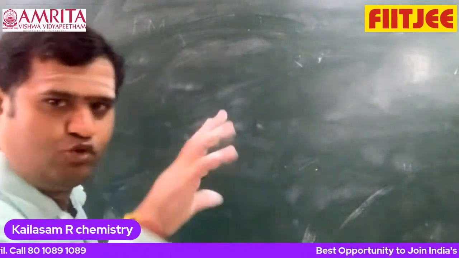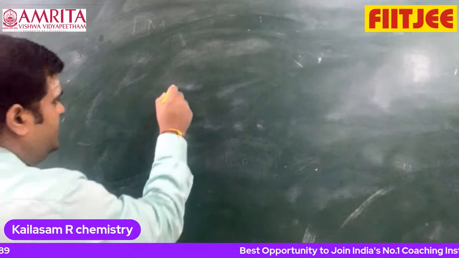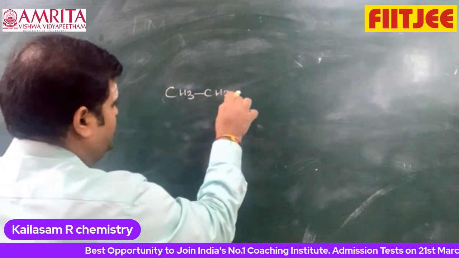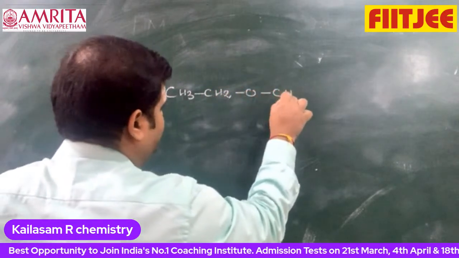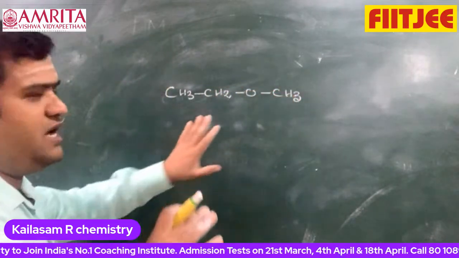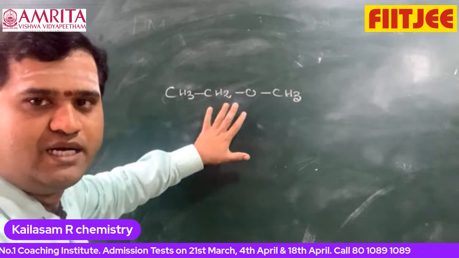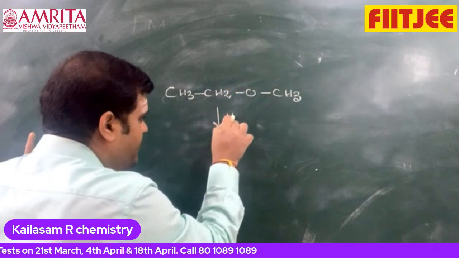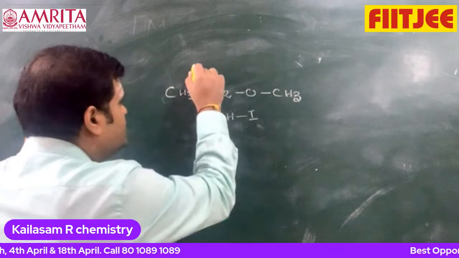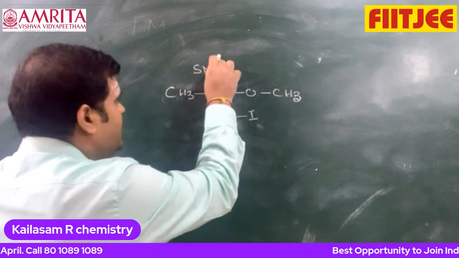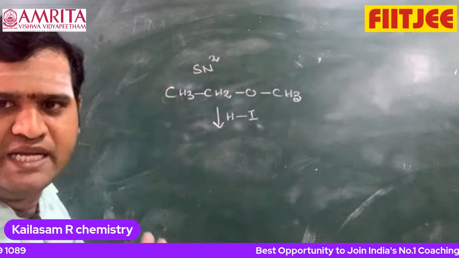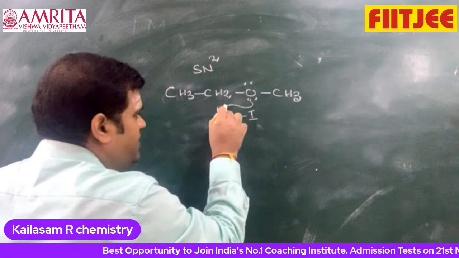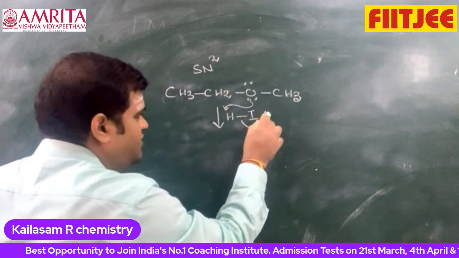Listen. Look at this. I'm taking CH3, CH2, O, CH3. This is an unsymmetrical simple ether, reacting with HI. This follows the SN2 mechanism. How? Here the lone pair is there. The lone pair takes H plus, and I minus leaves.